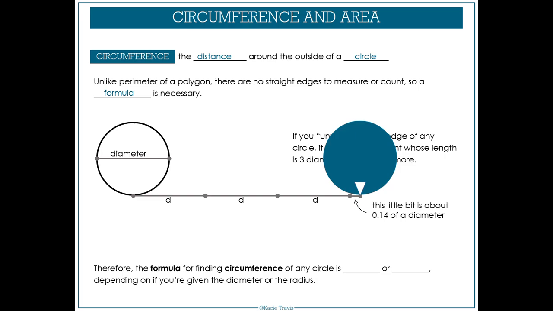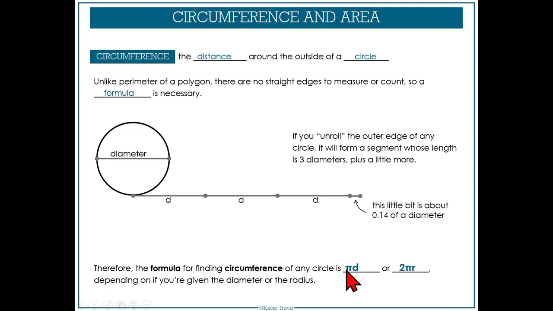So if we took the diameter and rolled it to match the distance all around this shape, it gets to about 3 diameters and 0.14 of a diameter. This formula helps us to know that the circumference is equal to pi times the diameter, or 2 pi r. Now pi here, that's what this 3.14 represents.